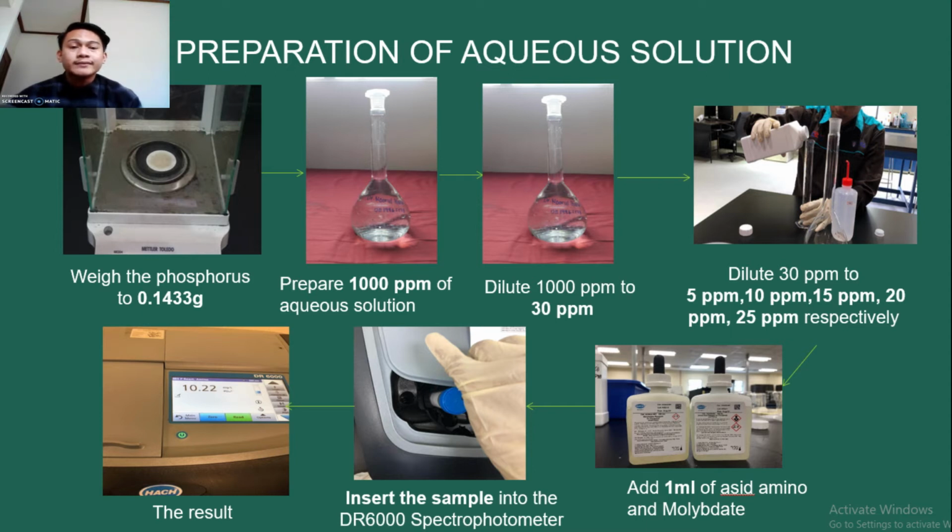For the test, add 1 milliliter of amino acid and molybdate in each test. Insert the sample into the DR6000 and then we'll get the result.